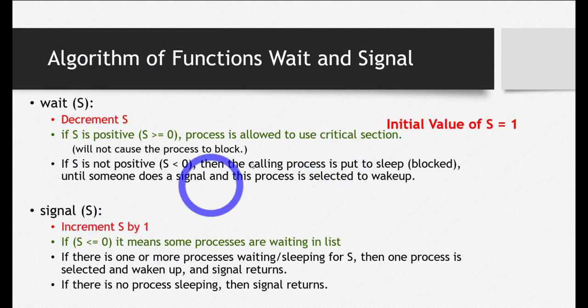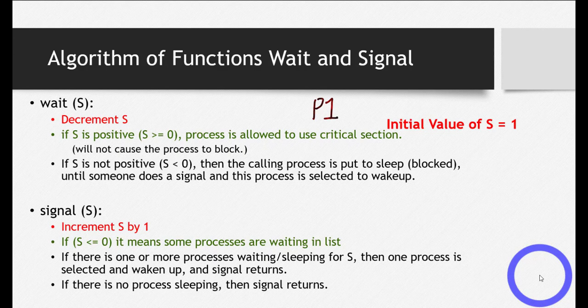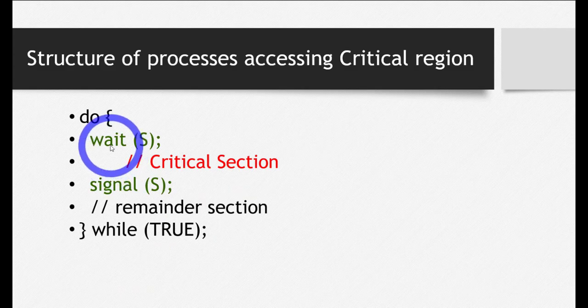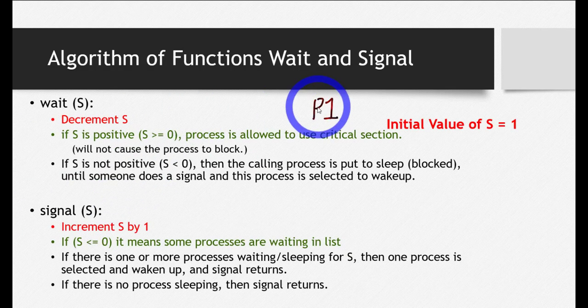Now let's try to run these two functions and see what happens. So let's say there is a process P1, it came to use the critical section. When P1 comes, keep in mind the structure of any process that has to use critical section. This is the structure. Any such process will enclose the critical section in wait and signal. So it will call the wait function first, and after using the critical section, it will call the signal function.